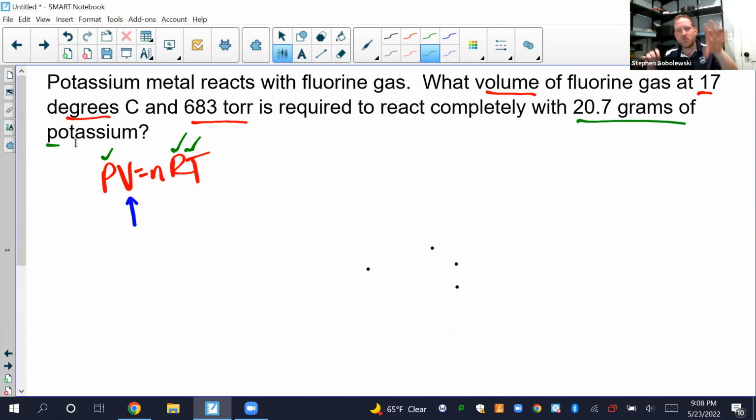You're often going to be using stoich to get a value for n and then plug it into the ideal gas law, or maybe in reverse order. Maybe you'll use the ideal gas law to get n and then run it through stoichiometry to find grams of something. So what we're doing here is we're going to write out our balanced equation, K solid plus F2 gas yields.